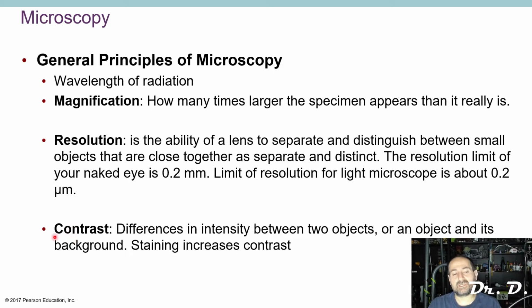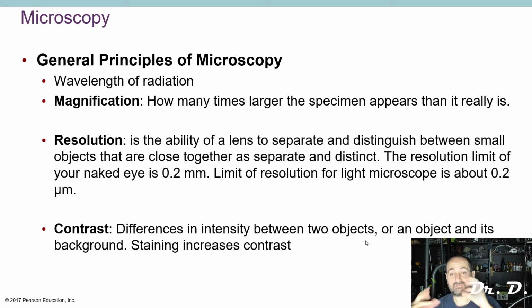So what's contrast then? We can't lose sight of contrast. Contrast is the difference in intensity between two objects. So if I have a specimen against the background, how well does the specimen stand out from the background? If the specimen blurs into the background, so I can't really tell what's background and what's specimen, that means I have poor contrast. Does that make sense?